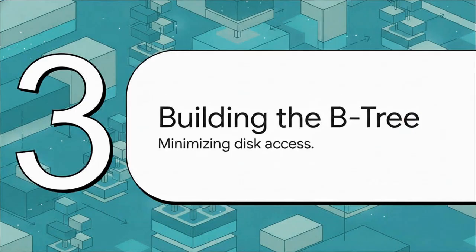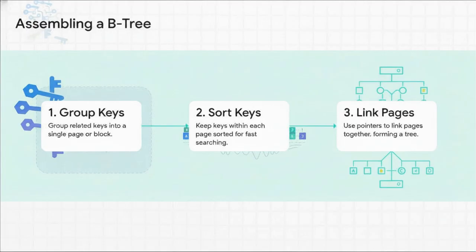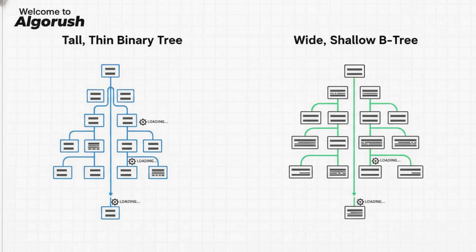All right, so with that foundation in place, let's see how we can use it to build one of the most important data structures in all of computer science, the classic B-tree. Building a B-tree is actually super logical when you break it down. First, you take advantage of that spatial locality by grouping a bunch of related keys together on one page. Step 2, you keep all those keys sorted inside the page, so once you've paid that heavy price to load it, finding what you need is lightning fast. And finally, you use pointers to link all these pages together, and bam, you've got yourself a tree.